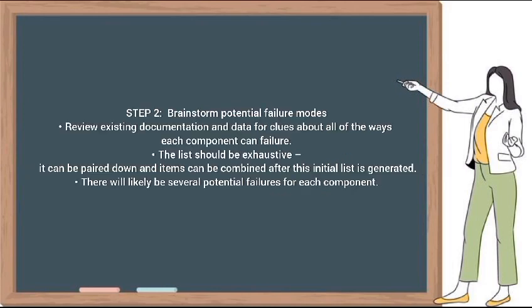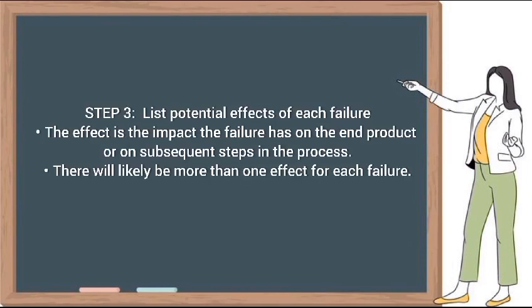Step 2. Brainstorm potential failure modes. Review existing documentation and data for clues about all of the ways each component can fail. The list should be exhaustive; it can be pared down, and items can be combined after this initial list is generated. There will likely be several potential failures for each component. Step 3. List potential effects of each failure. The effect is the impact the failure has on the end product or on subsequent steps in the process. There will likely be more than one effect for each failure.